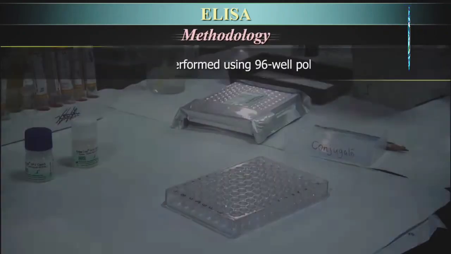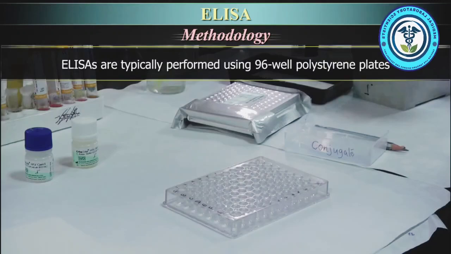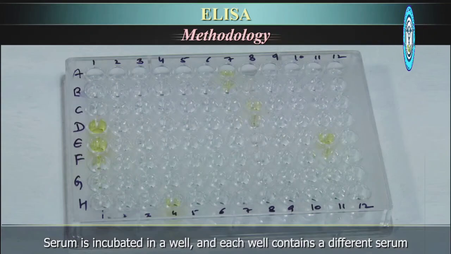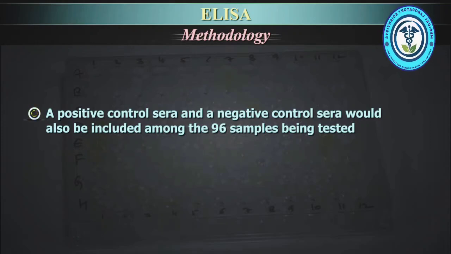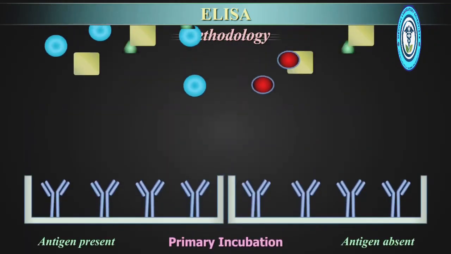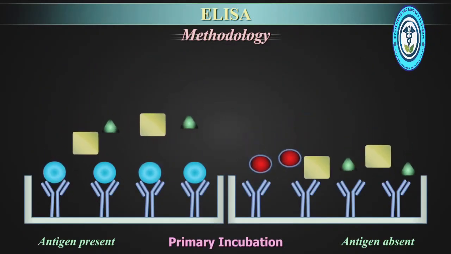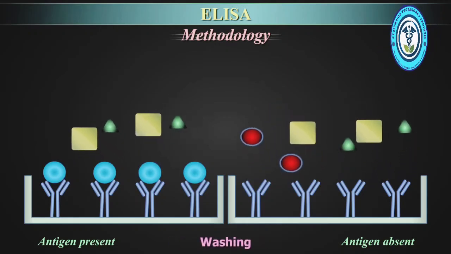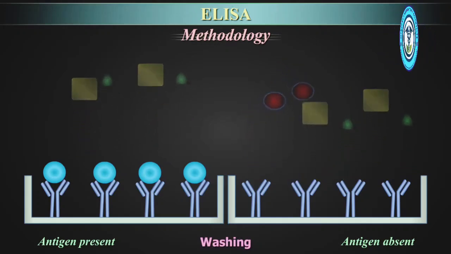Methodology. ELISAs are typically performed using 96 well polystyrene plates. The serum is incubated in a well and each well contains a different serum. Positive control sera and negative control sera would also be included among the 96 samples being tested. Antibodies or antigens present in serum are captured by corresponding antigen or antibody coated onto the solid surface. After some time, the plate is washed to remove serum and unbound antibodies or antigens using wash buffer.